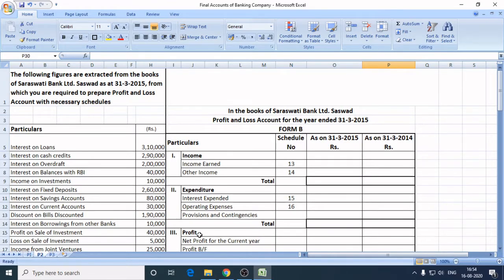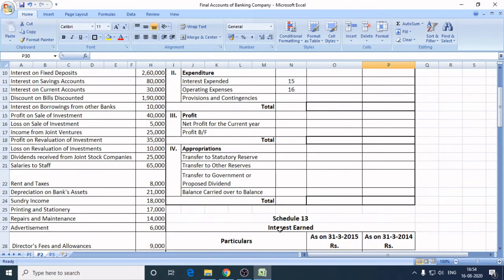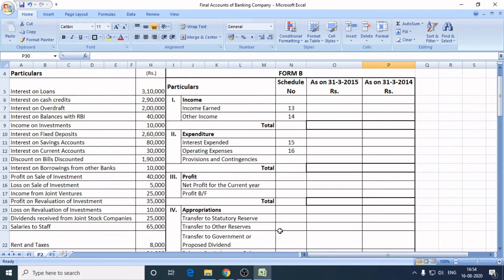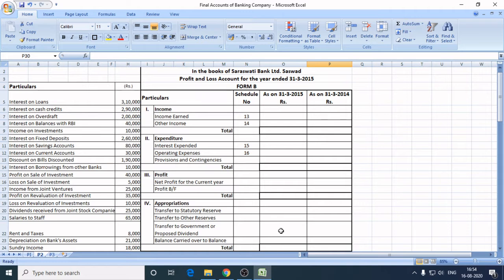Hello students, in this video lecture, I will discuss with you how to prepare the profit and loss account of a banking company as per Form B, which is prescribed under Section 29. There is Schedule 3 and it is in vertical format. Now you can see here there are four important segments, or I could say parts, of the profit and loss account.